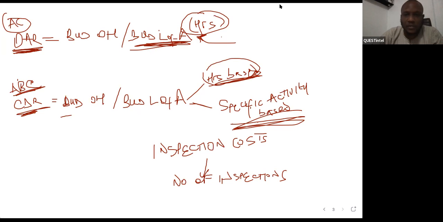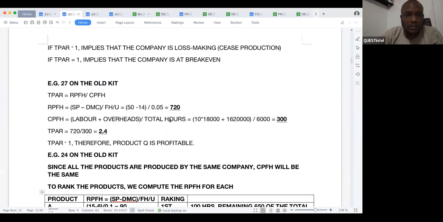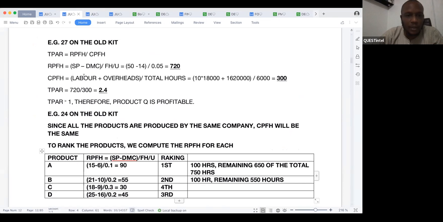And discuss absorption costing vis-a-vis activity-based costing. What's this one? I remember doing this question in the last class.